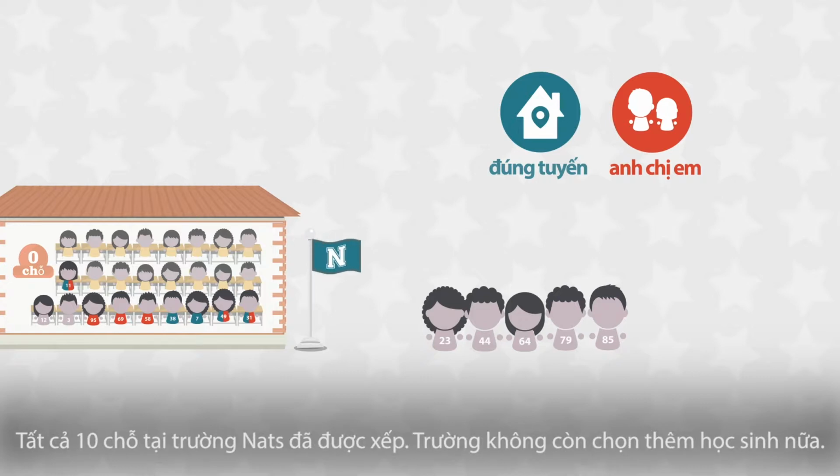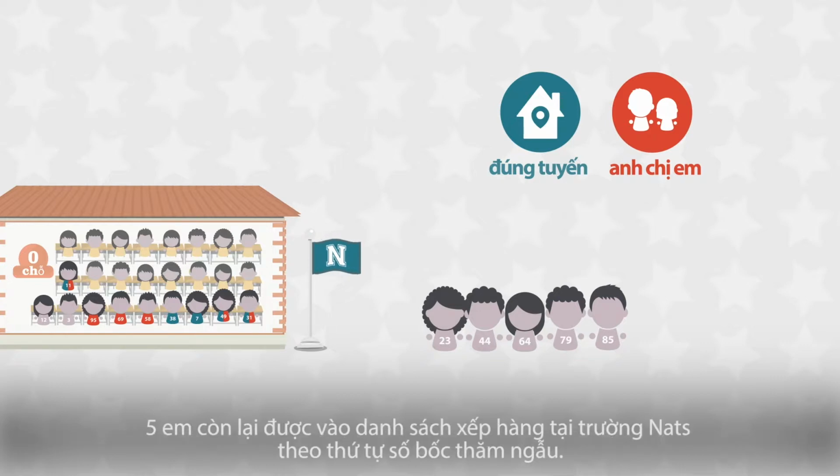All 10 seats at Nat's School are filled. No more placements are made at this school. The remaining 5 students are waitlisted at Nat's School in the order of their random lottery numbers.